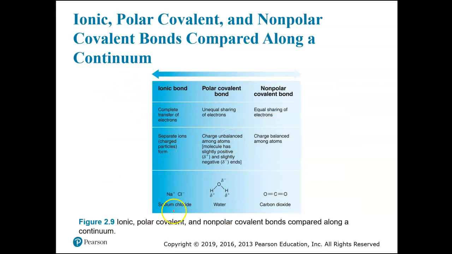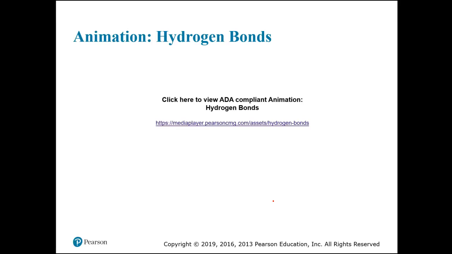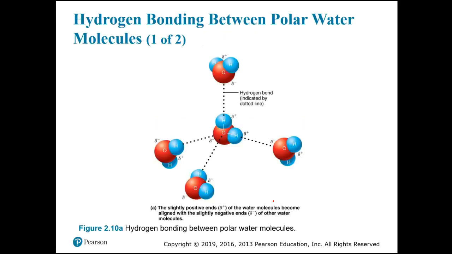So here again is a table that shows you an example of an ionic bond with sodium chloride, a polar covalent bond with water, and nonpolar covalent bond with carbon dioxide. Now, a hydrogen bond is not a bond that forms compounds or molecules. It is actually a weak chemical bond that forms between molecules. And there's an animation. This is a good animation to watch. It is slide number 63, showing you an animation that will teach you about hydrogen bonds.